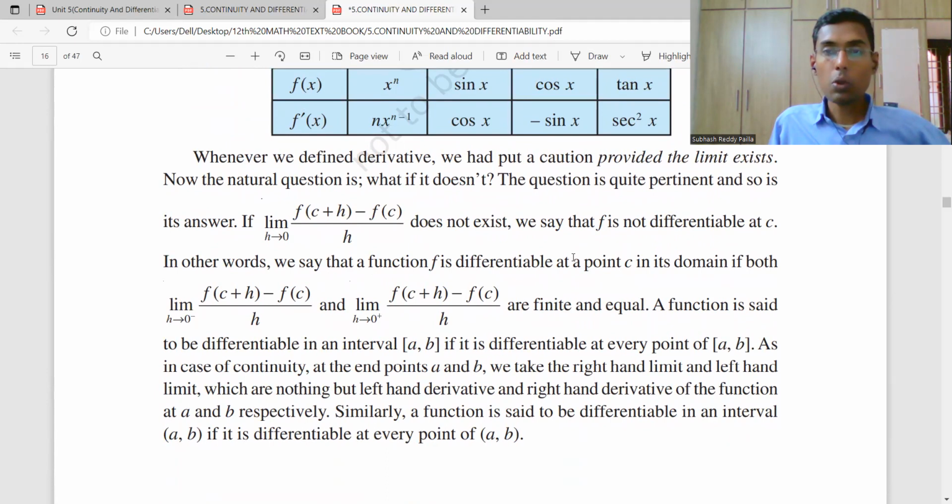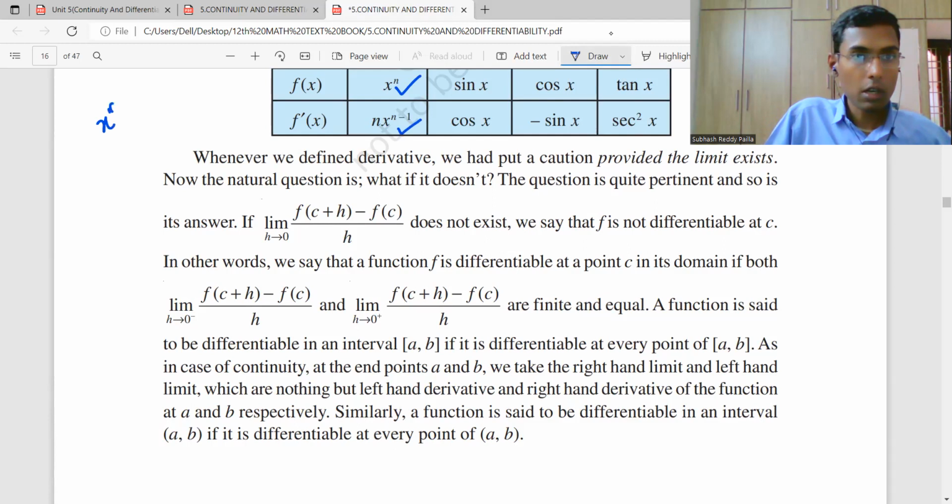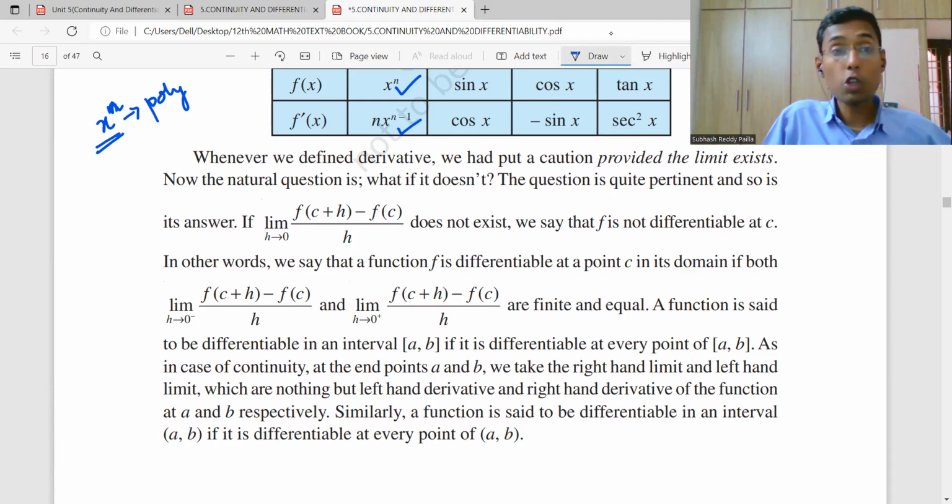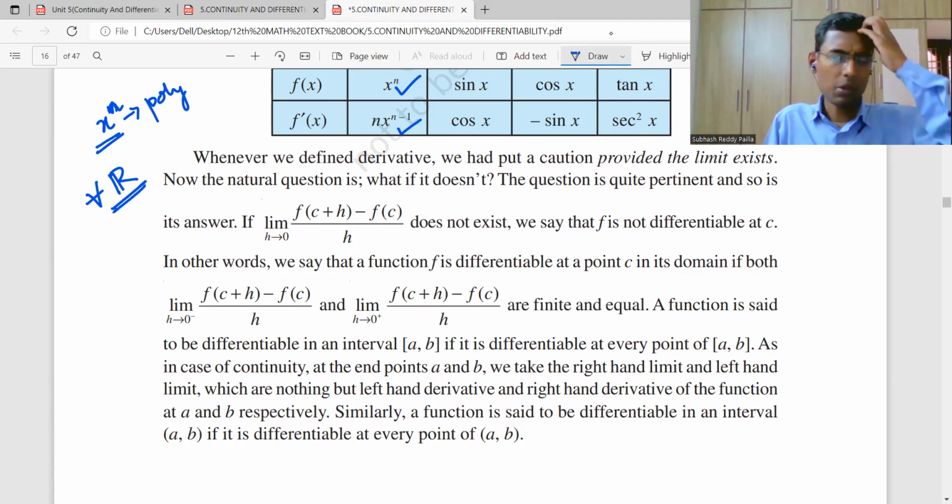Differentiability. A simple thing I told you is that if you are able to differentiate a function, then it is differentiable. Now x to the power of n, as we discussed last time, has differentiation n x to the power of n minus 1. X to the power of n comes under polynomial. So all polynomial functions are differentiable functions. They are differentiable at all real numbers.